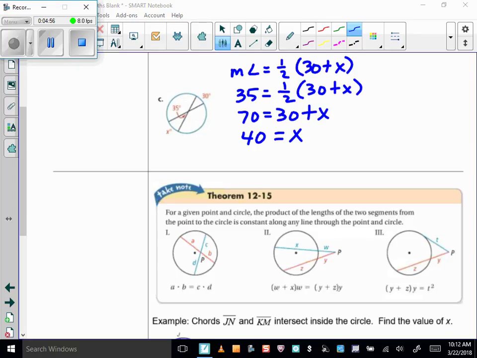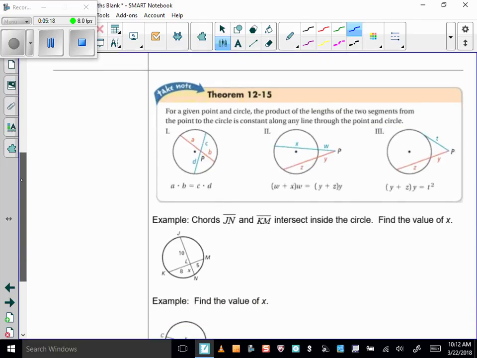Okay, did you get 40? Hope so. I set up my equation there that tells me the measure of the angle is 1/2 the sum of the measures of the arcs, substituted in all the values that I know, and got 40 there for x. So if you didn't get that, see if you can figure out why. If not, let me know in class and we'll go over it.